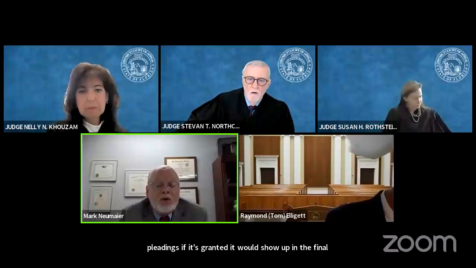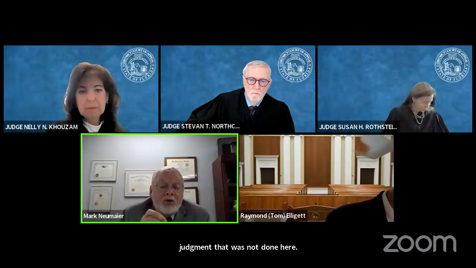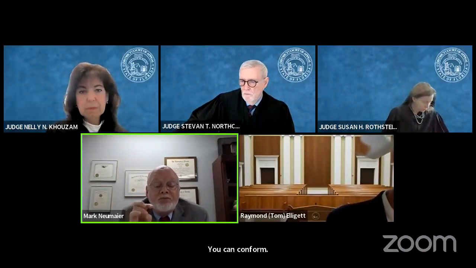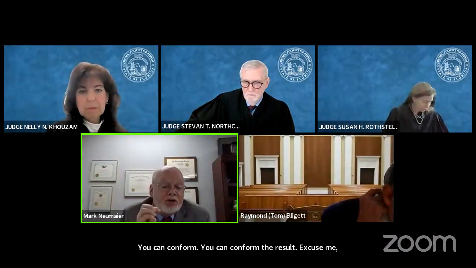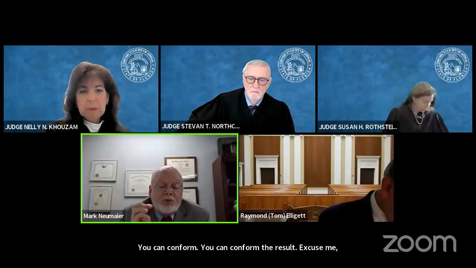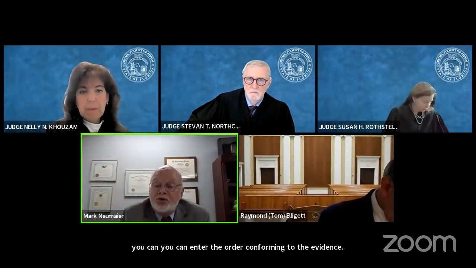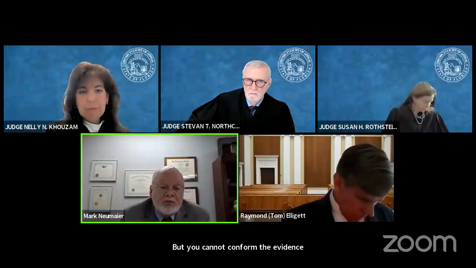You can enter the order conforming to the evidence, but you cannot conform the evidence to impose new and unpled for relief.